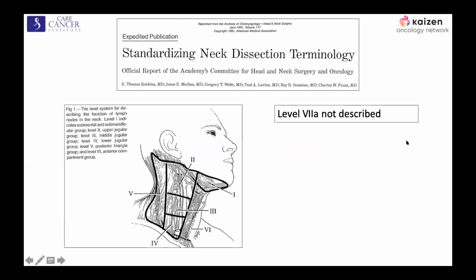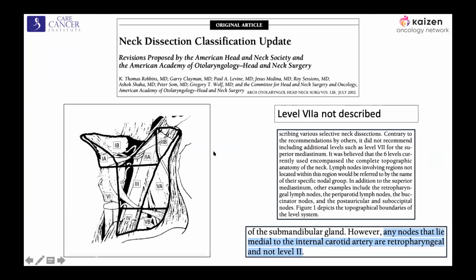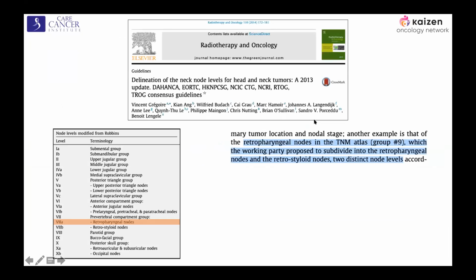So moving on to level 7A. Level 7A nomenclature was not there in the first guideline in 1991. Subsequently, in the update, they mentioned the name as retropharyngeal. However, they did not assign a number to it, so it was not called level 7 at that time. Coming to the contouring guideline, the consensus guideline defined 7A as a retropharyngeal group of lymph nodes and divided it from the retrostyloid group of lymph nodes.